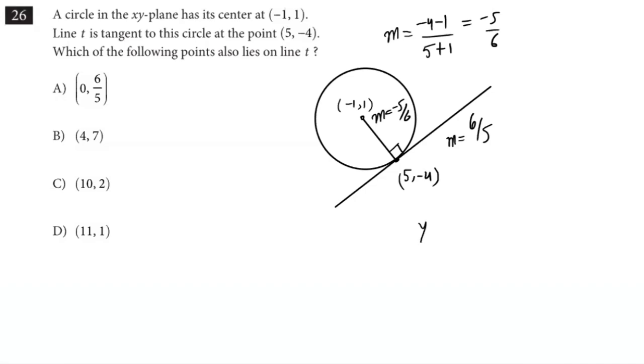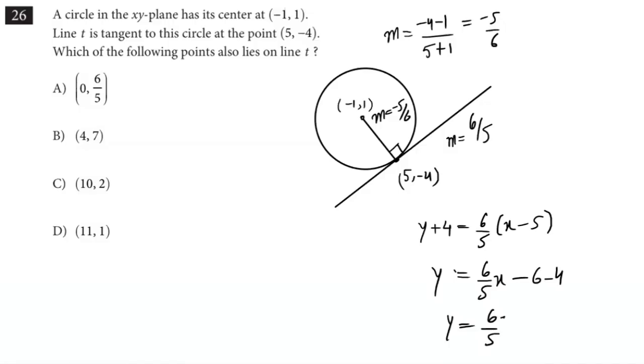So let's get the equation: y minus y1, which is plus 4, equals m times x minus x1. I can expand it and simplify. These last questions are obviously harder as compared to the starting questions, so you've got to be careful with these last ones. So this is the equation of the line.